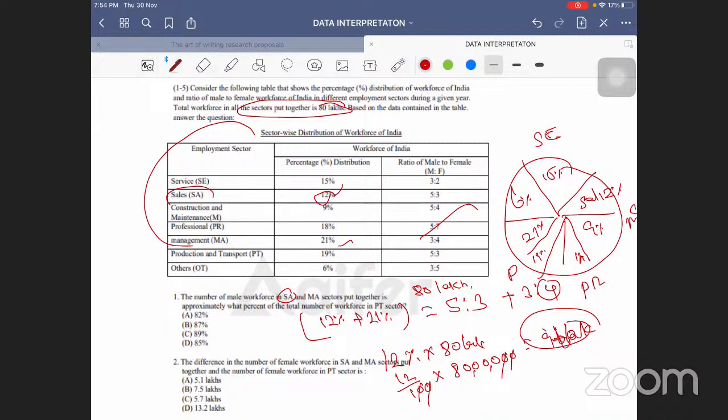So in management they are using a total of 9.6 lakh. From 9.6 lakh, how many male and female? The ratio is 5:3. Then 9.6 into 5 and 9.6 into 3. So total male is around 450 lakhs and 276 lakh in female.